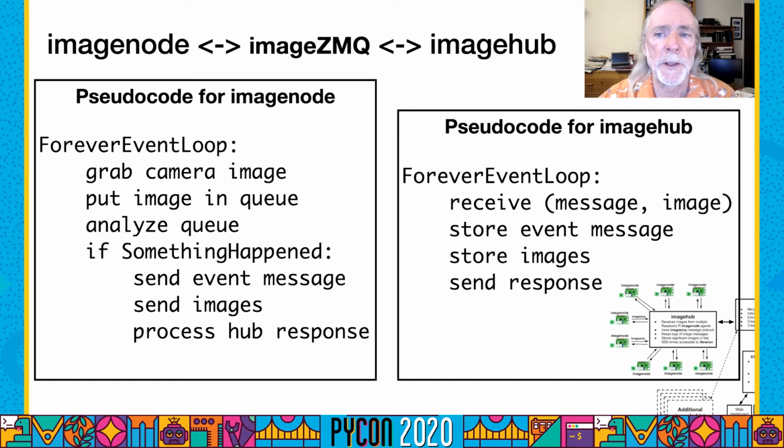The Imagehub is doing something simpler. It's just listening for Raspberry Pis to send it messages. It receives the messages, stores the message, stores the image, and then sends an acknowledgement. The Imagehub can receive from multiple Raspberry Pis at a time. I've gone as high as 15. I find that if I go much higher than 8, things start to slow down. But this is a many-in system where many Raspberry Pis send messages and event images into the Imagehub.